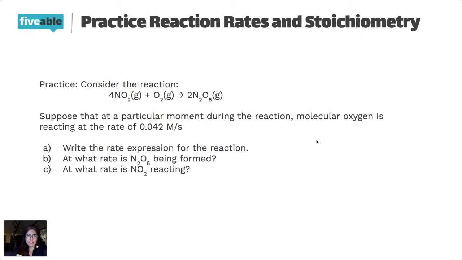Okay, let's practice this concept. For this reaction, suppose that at any particular moment during the reaction, molecular oxygen is reacting at a rate of 0.042 molarity per second. Write the rate expression for the reaction. At what rate is dinitrogen pentoxide formed, and at what rate is nitrogen dioxide reacting?